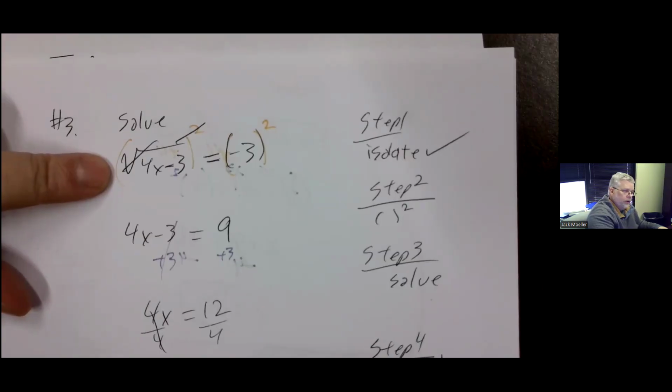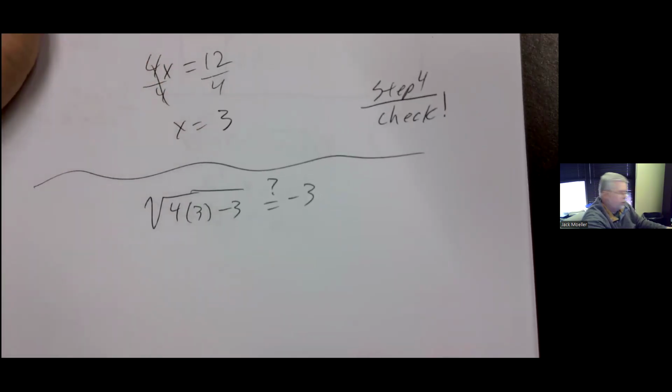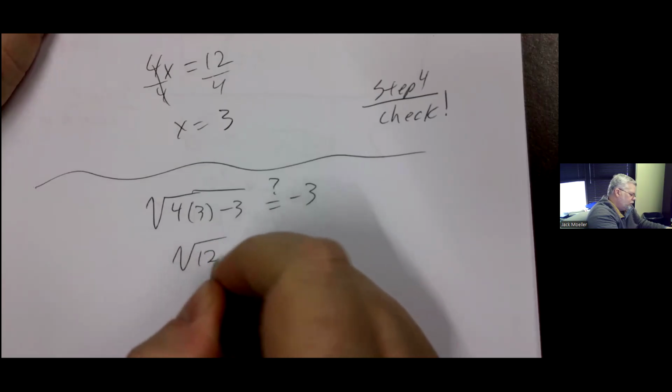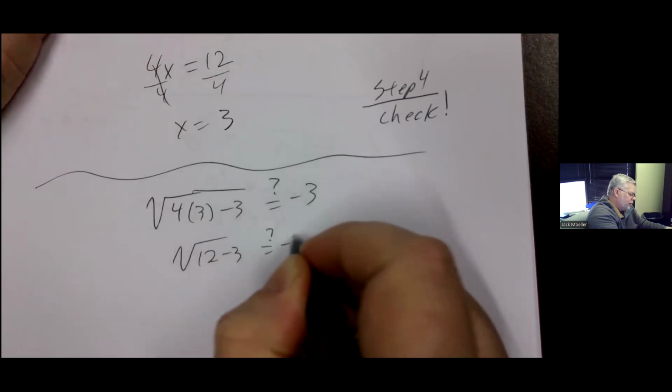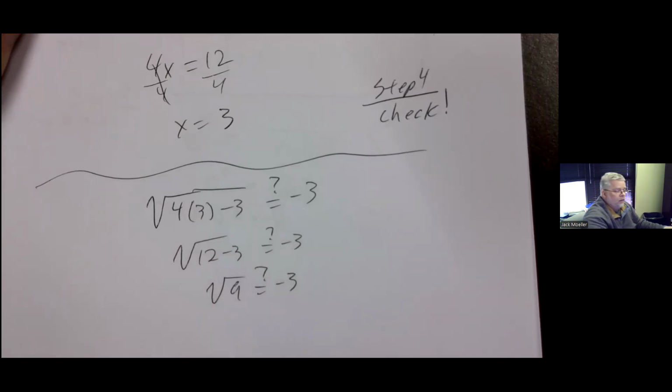So we're going to plug in 3. So 4 times 3 minus 3, is that equal to -3? Just take that number and plug it into the original problem. 12 minus 3, is that equal to -3? So the square root of 9, is that equal to -3?